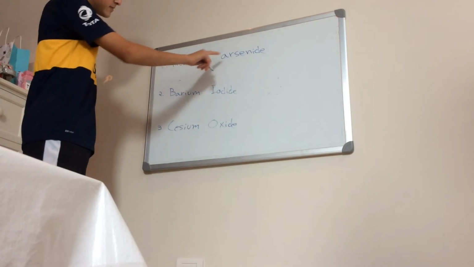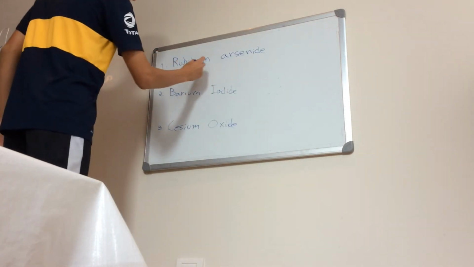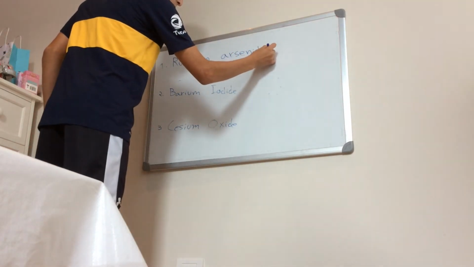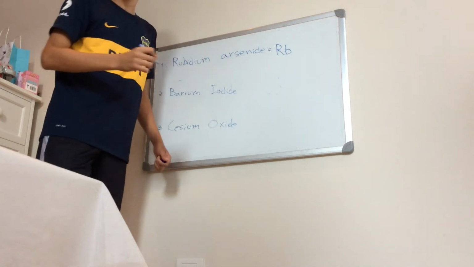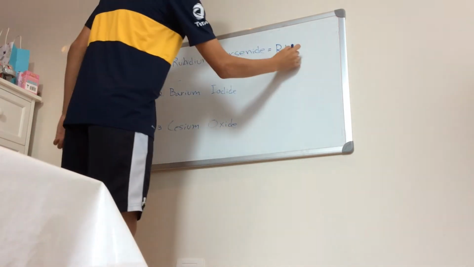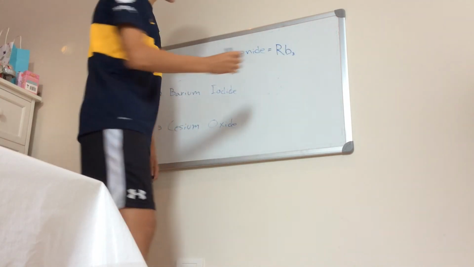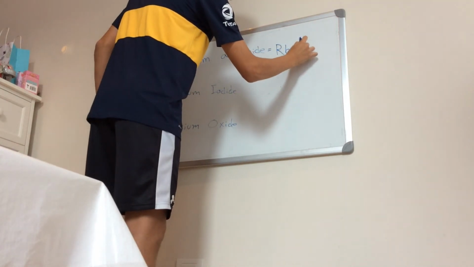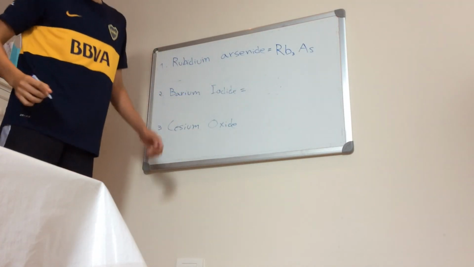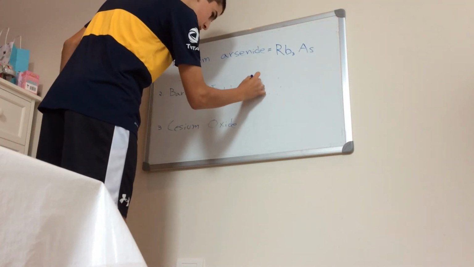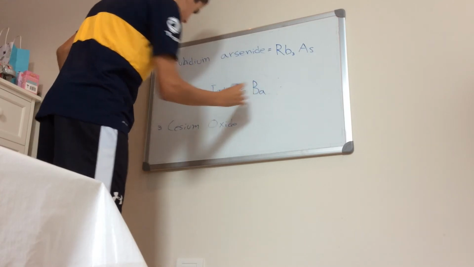Now for some more practice, we're going to do them backwards. Rubidium arsenide. Rubidium has a +1 charge because it is in group 1A, and arsenide has a -3 charge because it is in group 5A. It will end up looking like Rb3As, with the 1 not written in there.